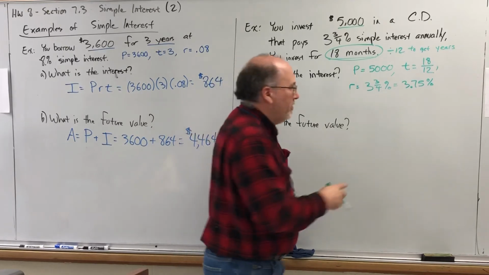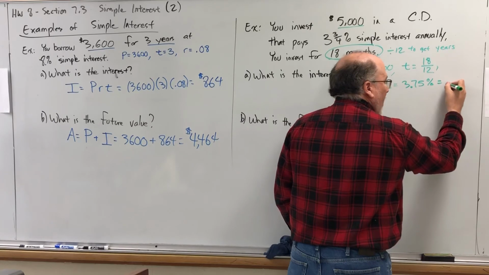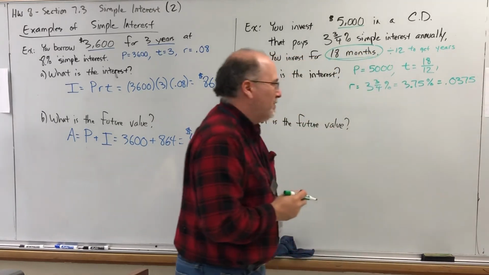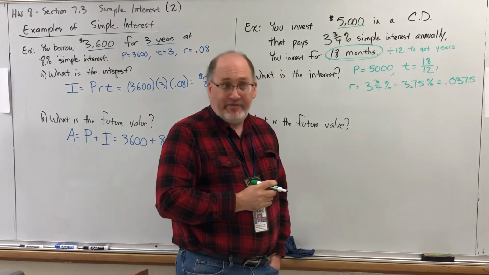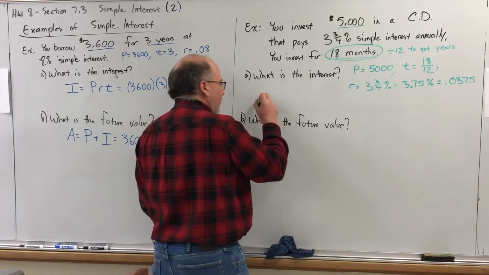But now we can. Move the decimal 2 places to the left. That would require an extra 0. So our interest rate as a decimal is 0.0375. And now that we have all the pieces, we just need to put them into a calculator.